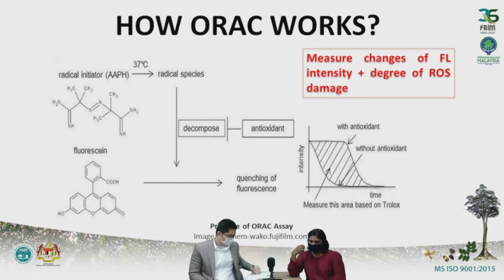Yeah, in the event there is antioxidant present, the radicals actually are neutralized, so the fluorescence is preserved, and the probe is also protected from free radical damage, and there will be no reduction or less reduction of the fluorescent signal. So you can look at the graph: the curve labeled as with antioxidant is extended longer. And the highlighted area in the graph is the net area under the curve, which is used to calculate the ORAC value based on the Trolox standard calibration curve.